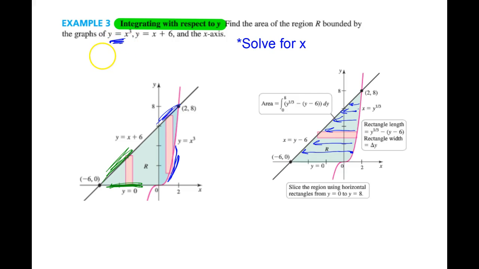So taking the cube root of both sides, I'll have x equals the cube root of y. And over here, easy enough, x is equal to y minus 6. So now I'm going to find the point of intersection. Again, either I can use a calculator, or I could quickly just set the two functions equal to each other.